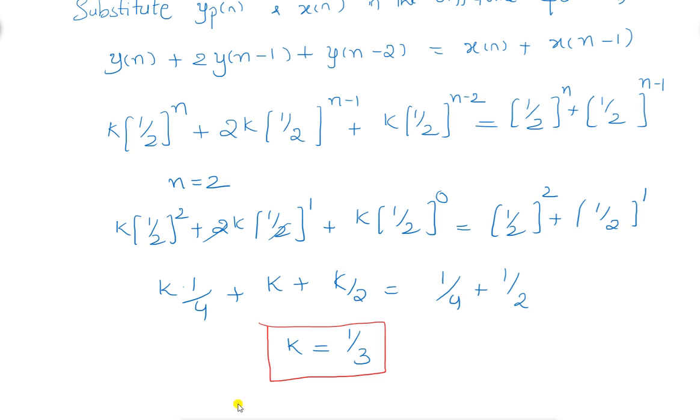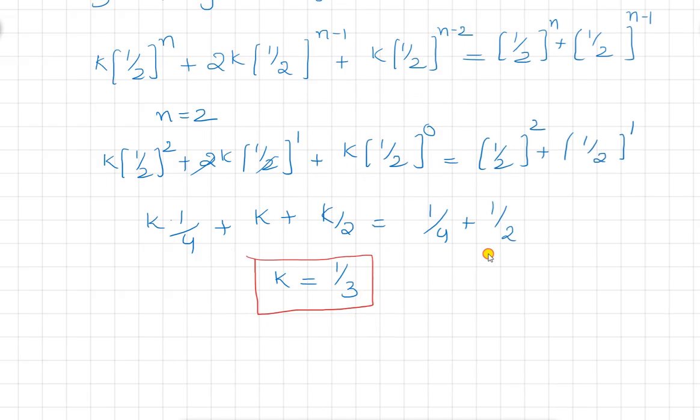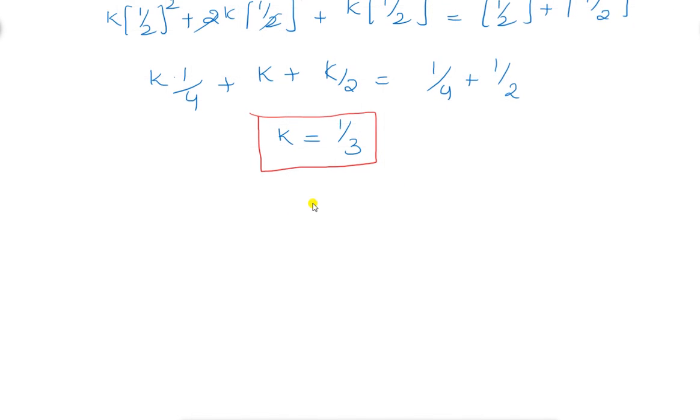Now we have determined the particular solution. That particular solution, yp of n, is obtained as 1 by 3 into 1 by 2 whole to the power of n. So this is the particular solution. Now we need to find out the forced response.